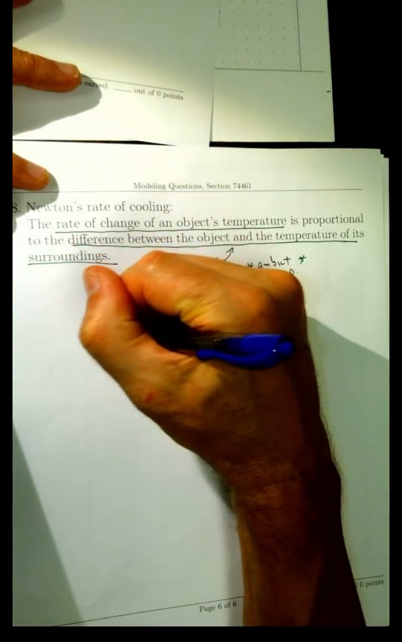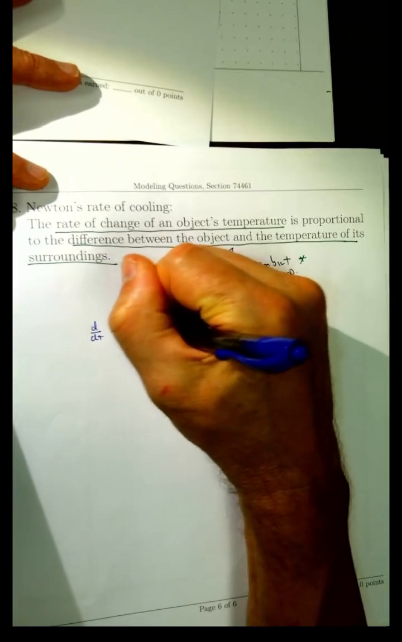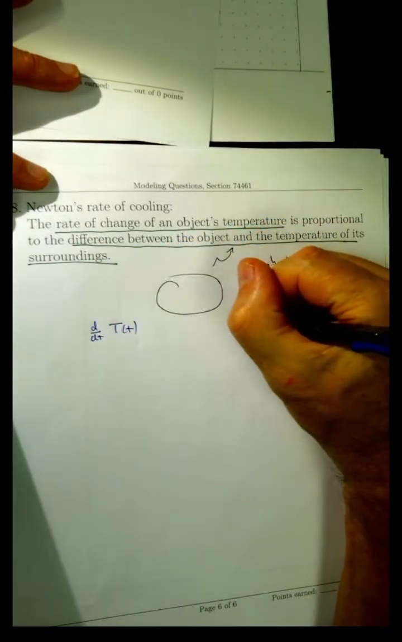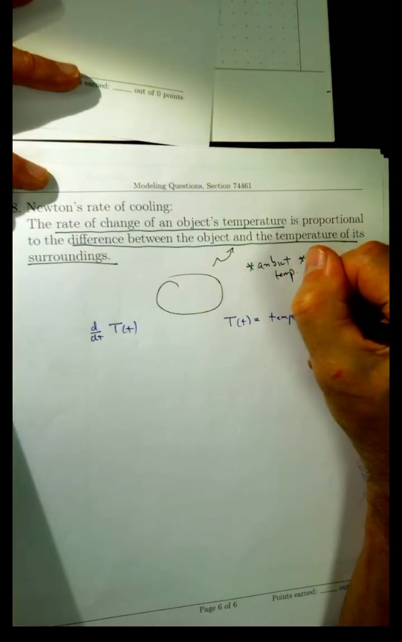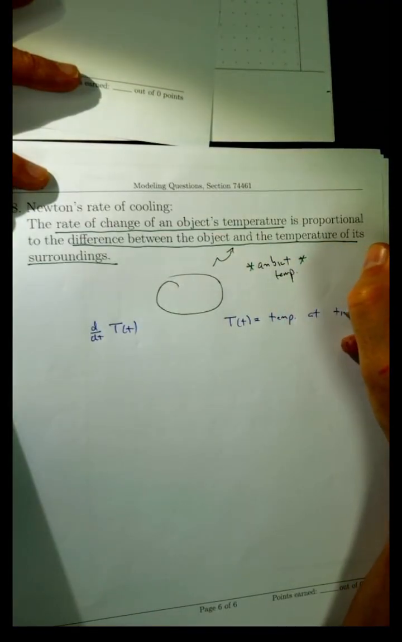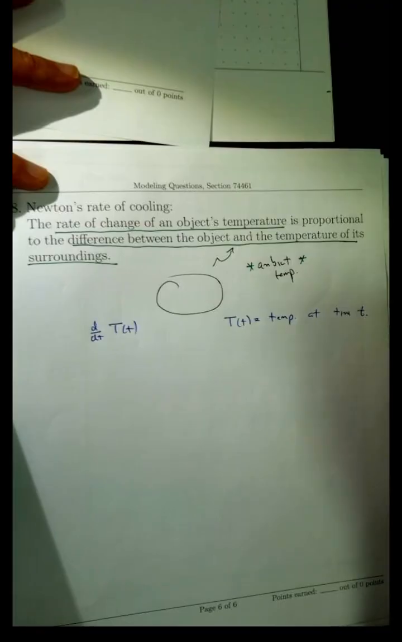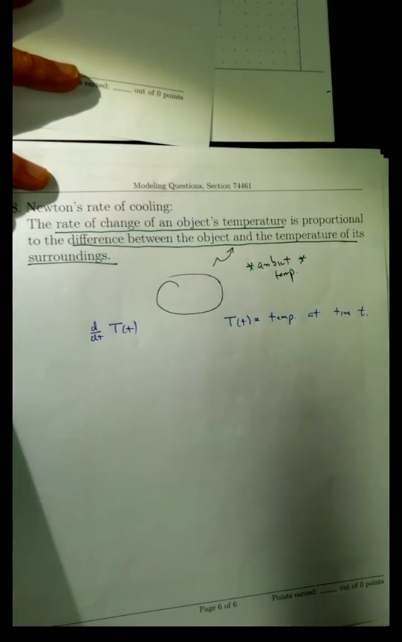So we have the derivative of the temperature. That notation is pretty horrible. This is the temperature at time. So big T is temperature, small t is time.